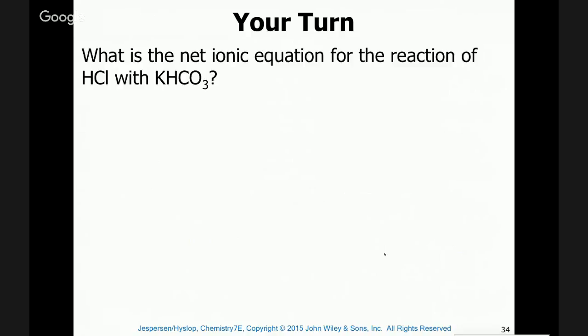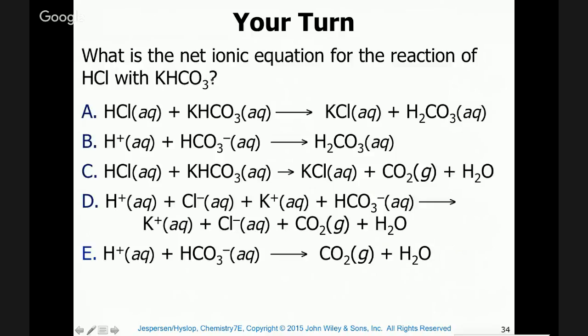What is the net ionic equation for the reaction of hydrochloric acid with potassium hydrogen carbonate? So you look and see which one has the correct gas. Which one has the removal of our spectator ions? We're looking at the net ionic equation. So when we do that, you should see that it is E.